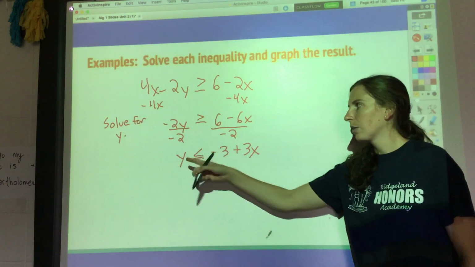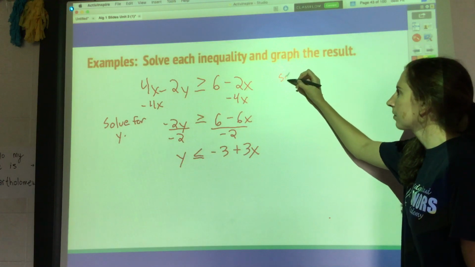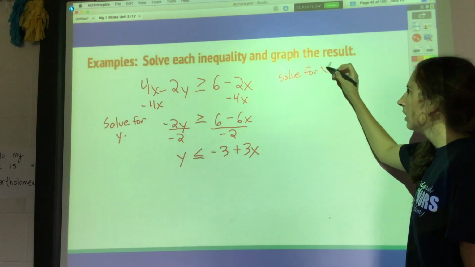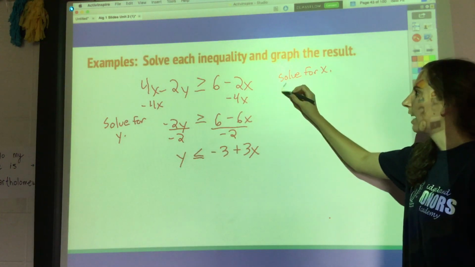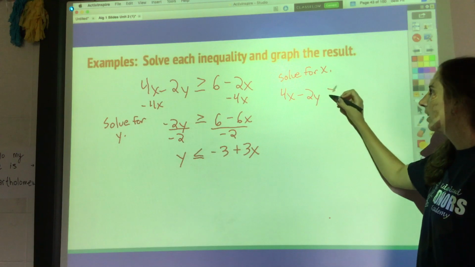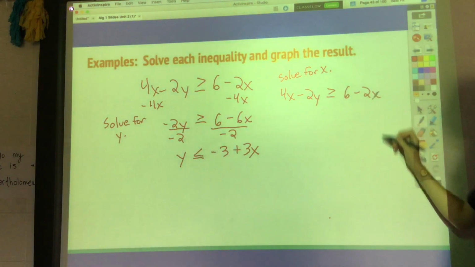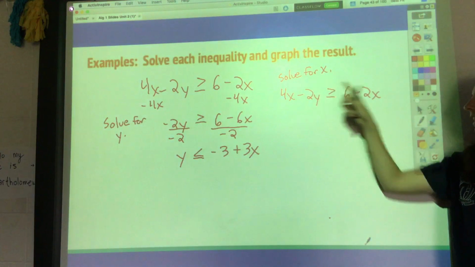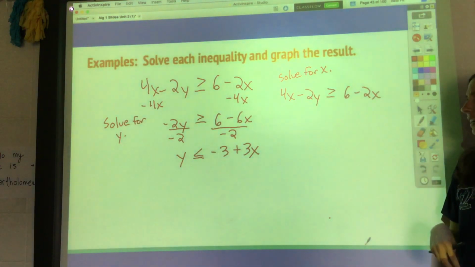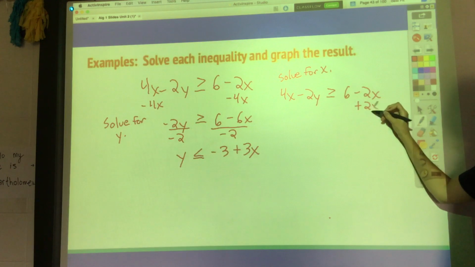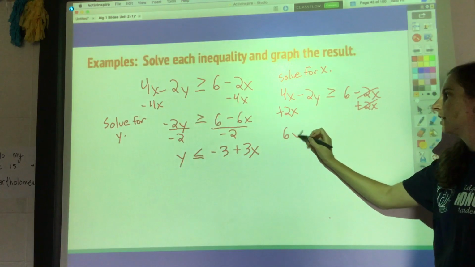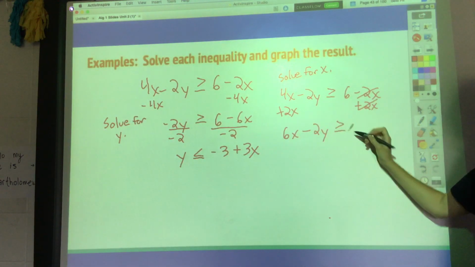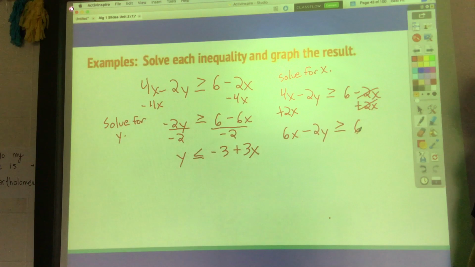Imagine instead that I were trying to solve for x. If you were working on this, they would tell you which one to solve for. They'd either say solve for y or solve for x. So I'm going to write it out again. If I'm trying to solve for x, I've got x's over here and x's over here, and I got to get them on the same side. So I'm going to add 2x to both sides, so that now I have 6x minus 2y is greater than or equal to 6. And now all my x's are combined.